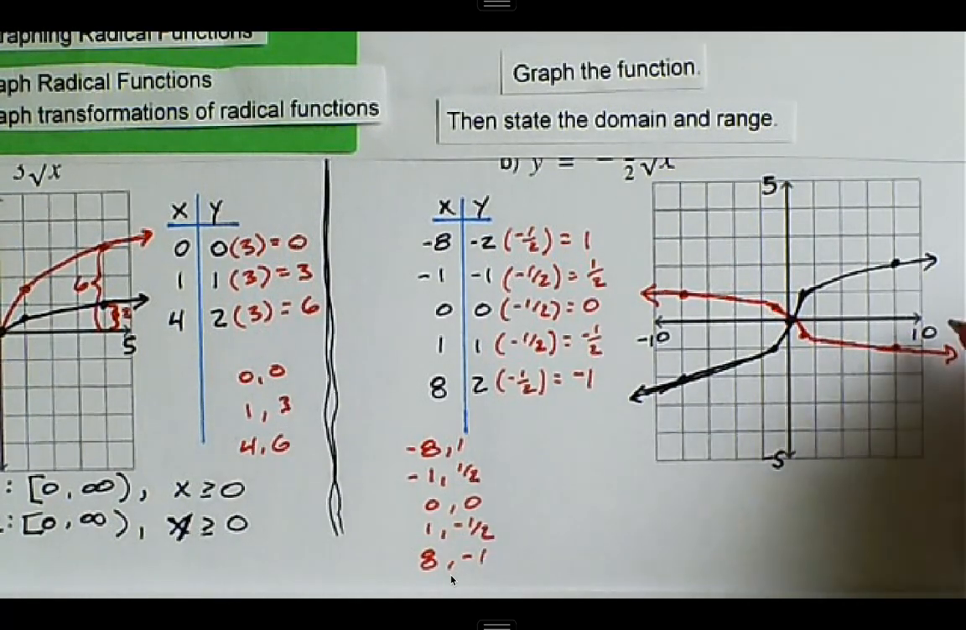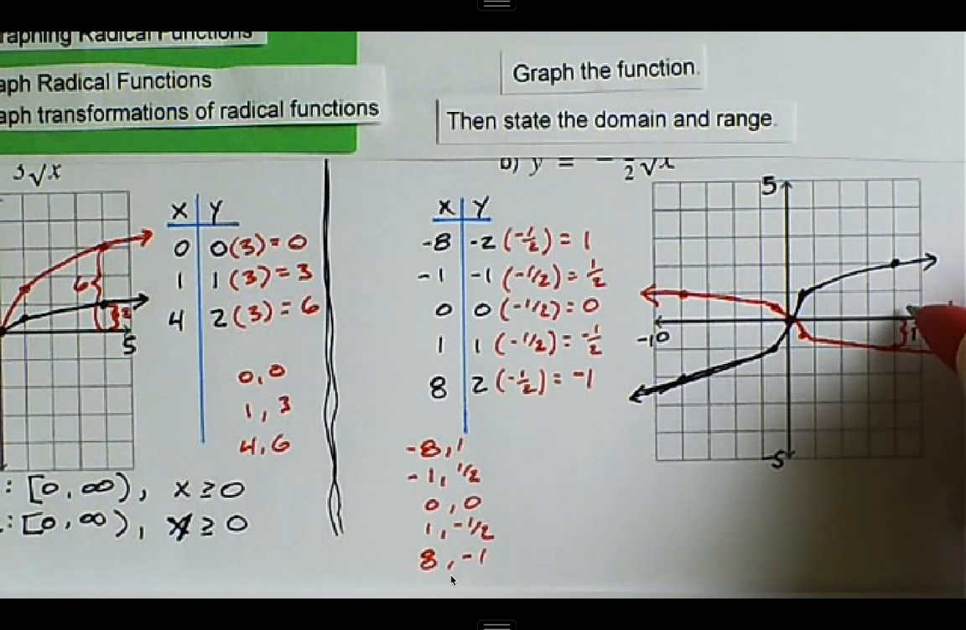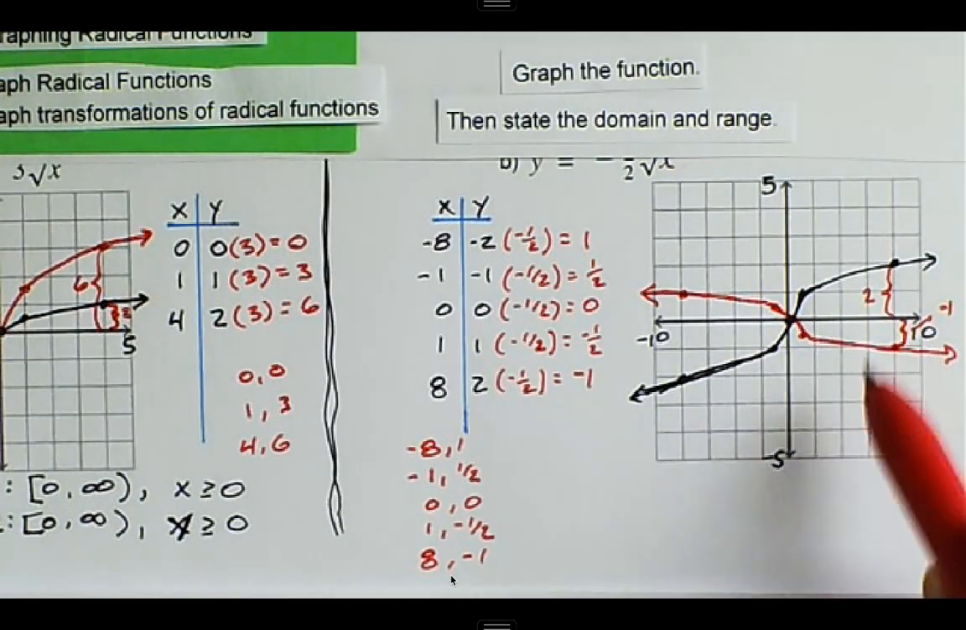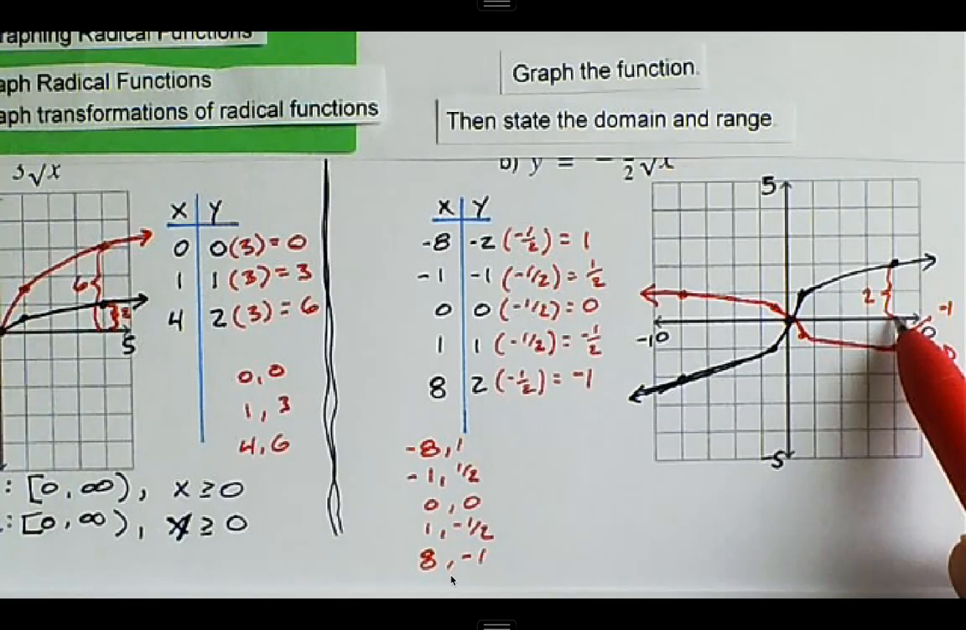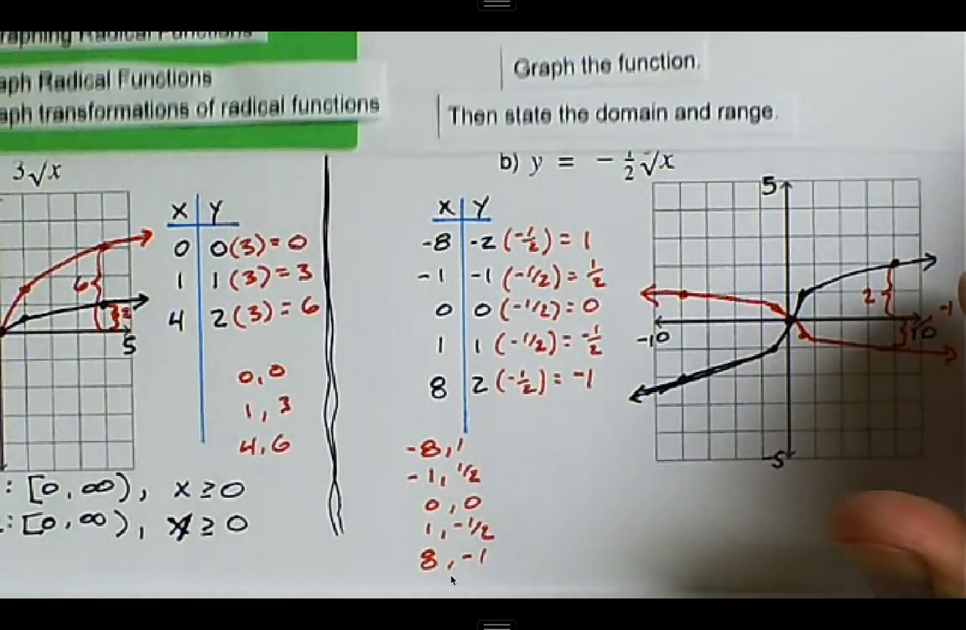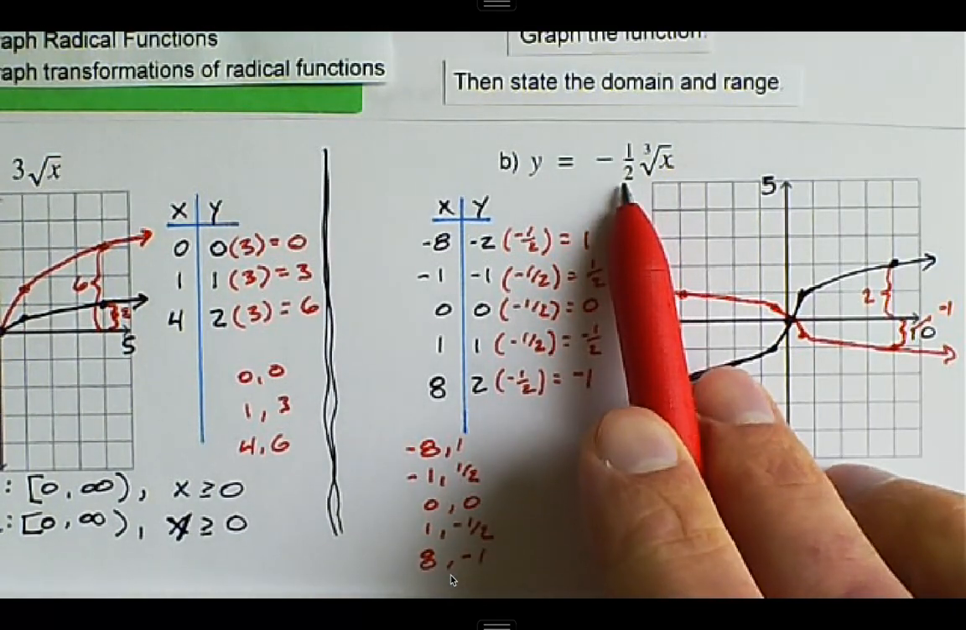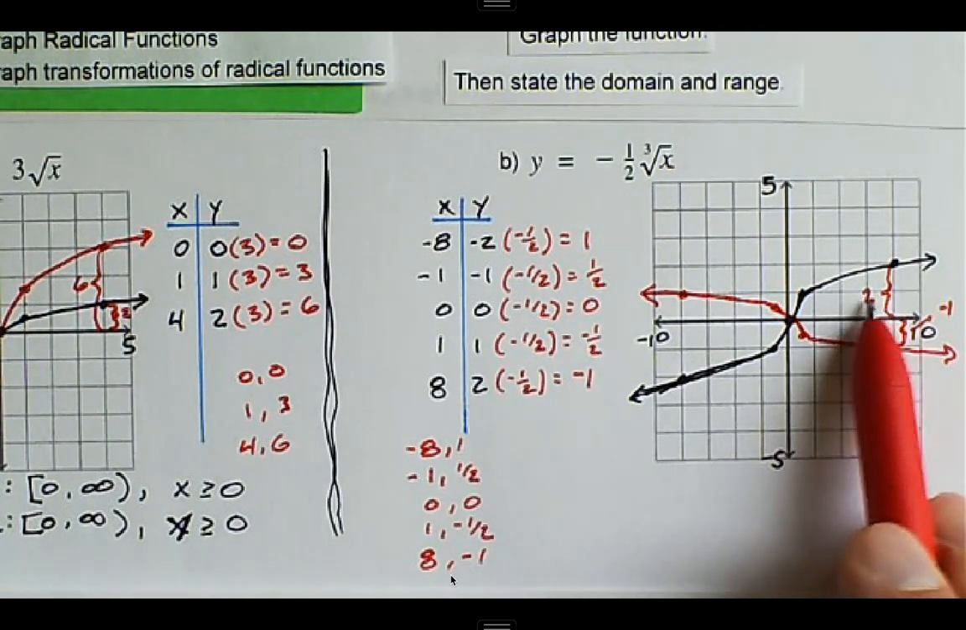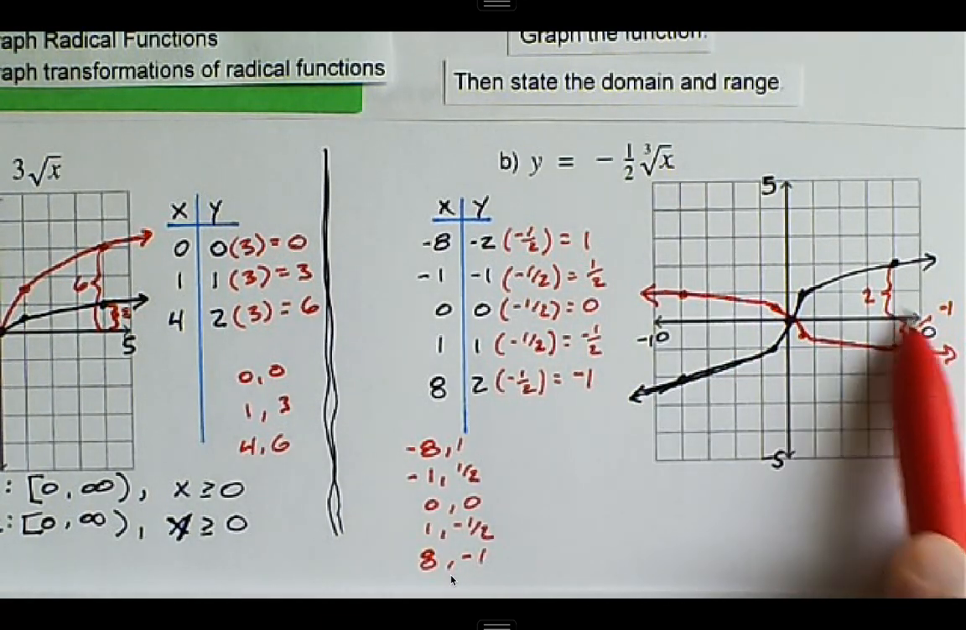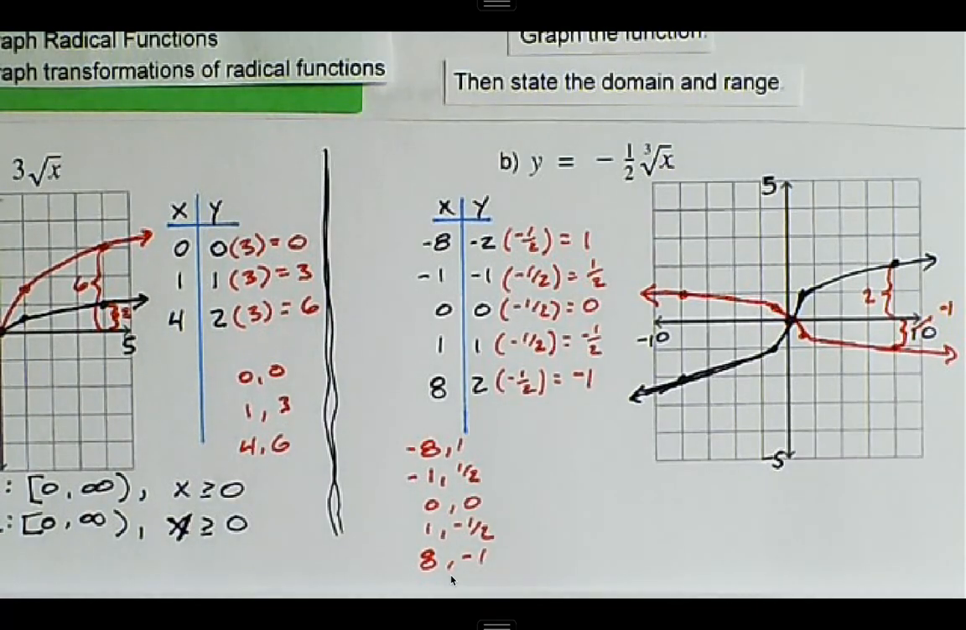And if we think about it out here at 8, we see that this is a value of -1 from the x-axis. And this is a value of 2 off the x-axis. So in our equation, we multiply by -1/2. So 2 times -1/2 is -1. That's the difference there. That's the stretch.